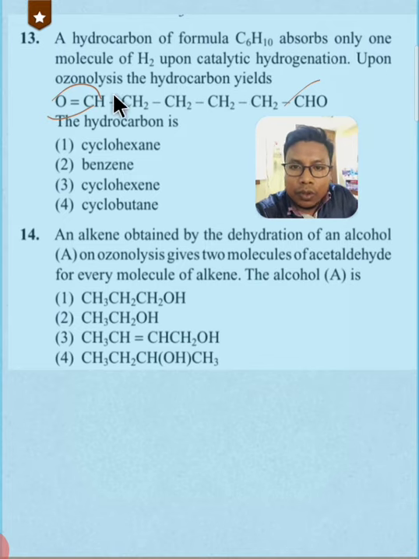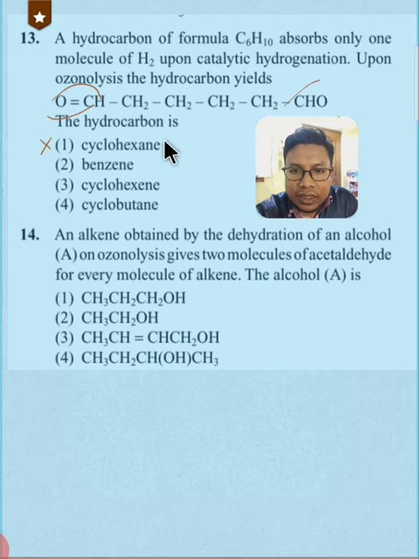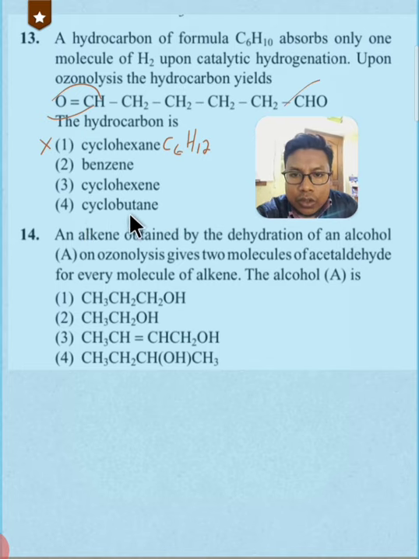carbonyl compound upon ozonolysis. If we take this cyclohexane, then cyclohexane will not undergo this hydrogenation, so this cannot be the answer. And also this does not fit the formula. Cyclohexane is C6H12. Okay, so this is not correct. Benzene cannot be correct because benzene will need 3 moles of hydrogen upon catalytic hydrogenation. Cyclobutane cannot be the answer because this gives a carbonyl of 6 carbon atoms. So our correct answer will be cyclohexene.